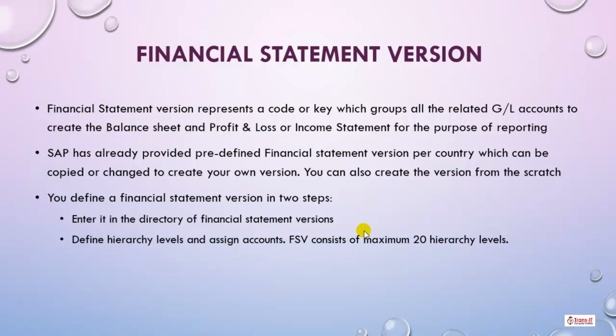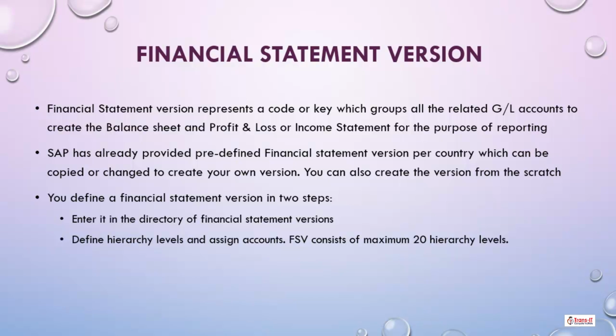What do you mean by financial statement version? Financial statement version represents a code or a key which groups all the related GL accounts to create the balance sheet and profit and loss or income statement for the purpose of reporting. SAP has already provided predefined financial statement versions per country which can be copied or changed to create your own version. So you can also create the version from scratch.